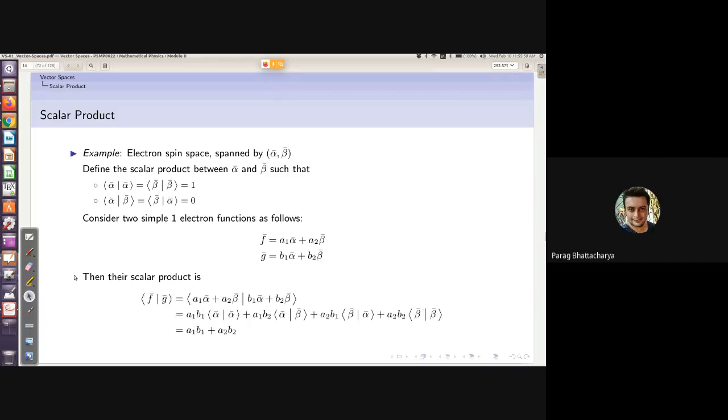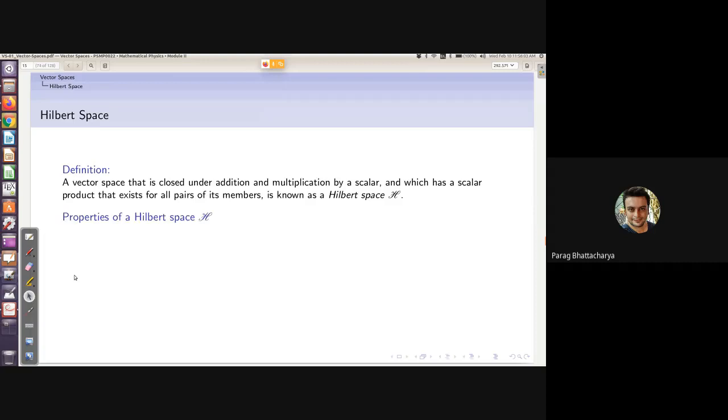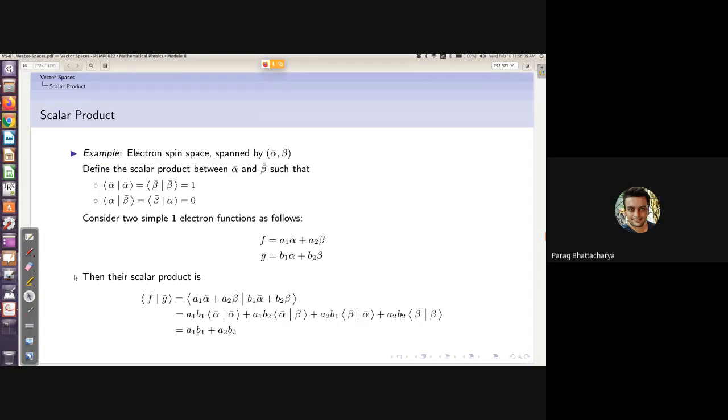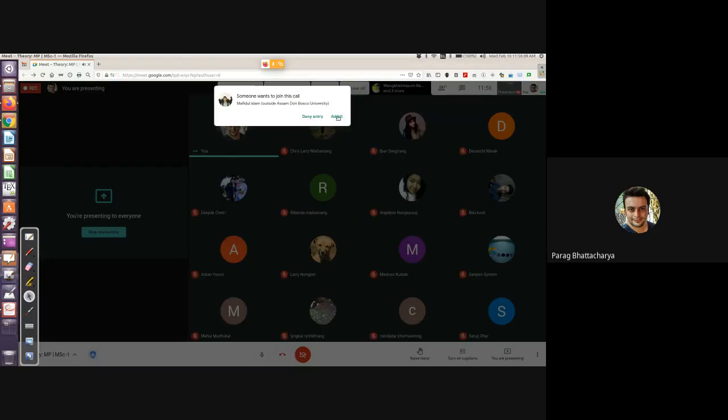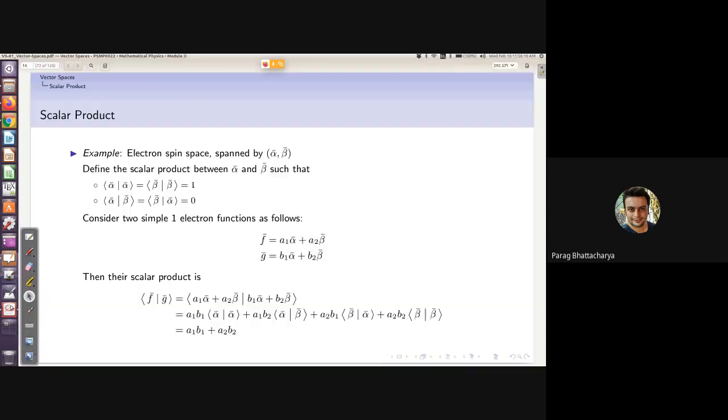Okay, the same thing I've given over here. I just showed you the steps. All right, so now once we have defined the scalar product, we have learned two concepts since yesterday.